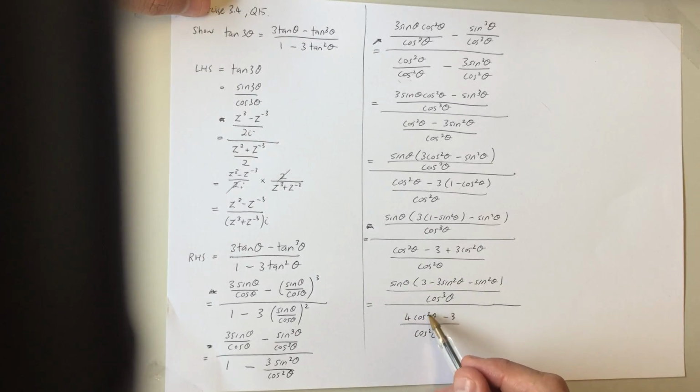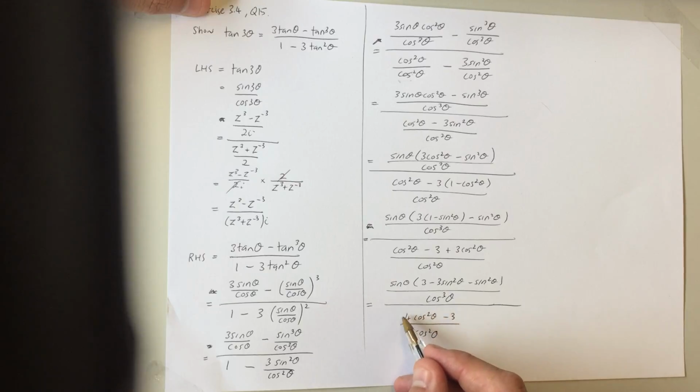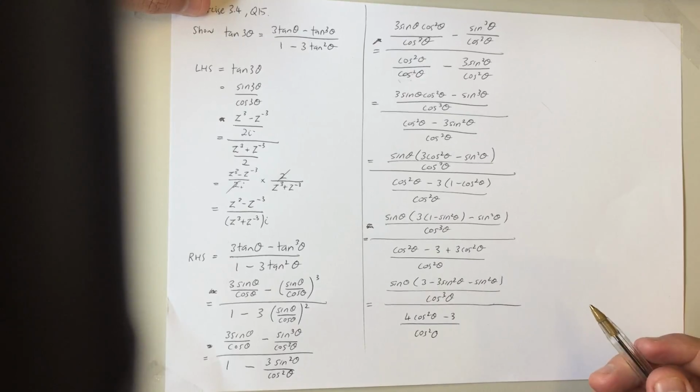Okay, do not think about cancelling those. You can only cancel common factors. This is not a factor of the numerator. It's a factor of this term, but it's not a factor of the expression in the numerator. So do not cancel those out.